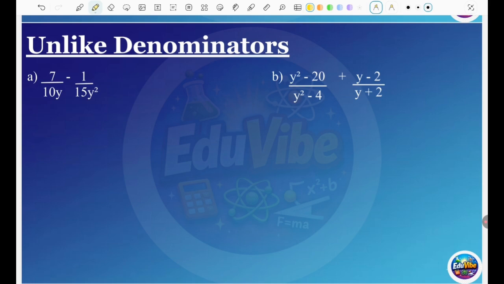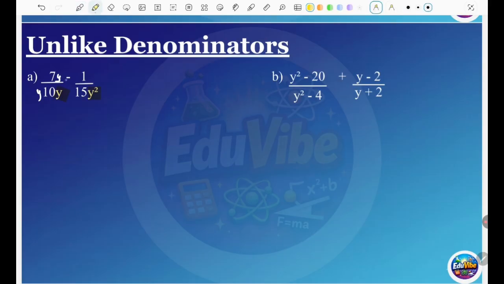Start with the simple one: 7 divided by 10y minus 1 divided by 15y square. Over there we have 1y, and over there we have 2y's. So we need another y on the other side, which multiplies with the denominator. If you multiply the denominator, make sure you multiply the numerator too. So this goes to 7y.